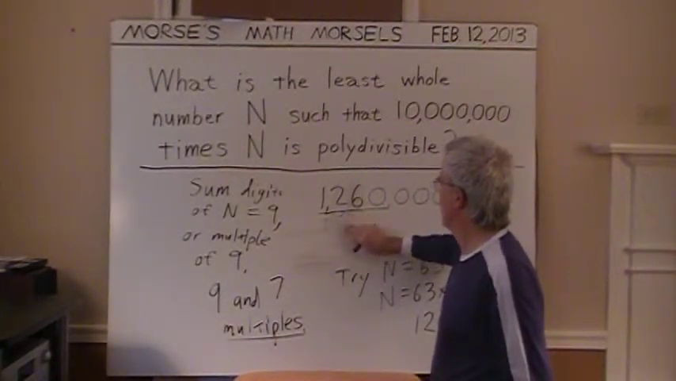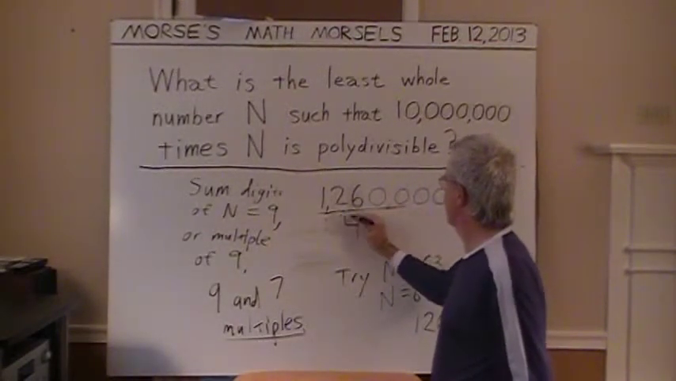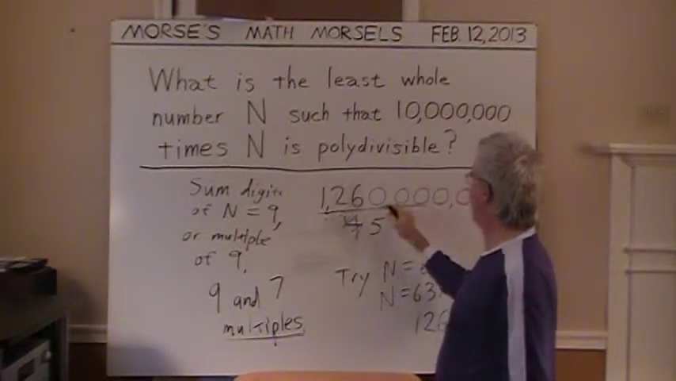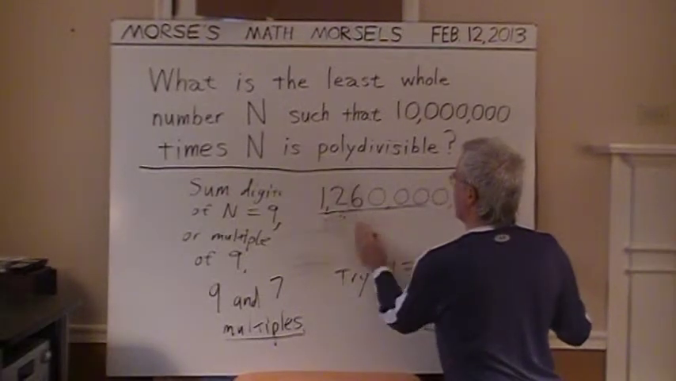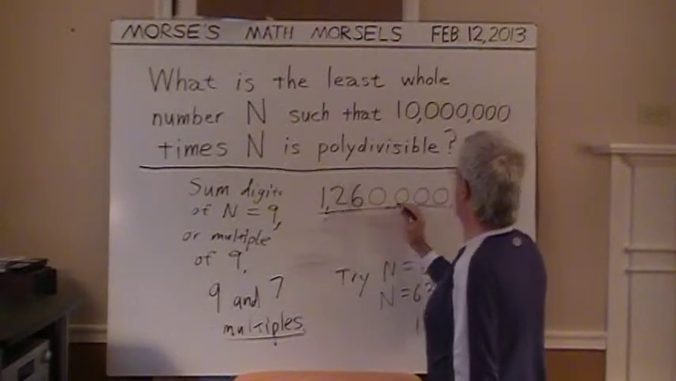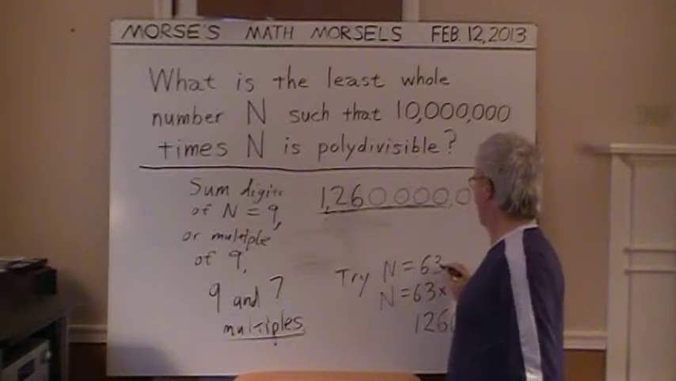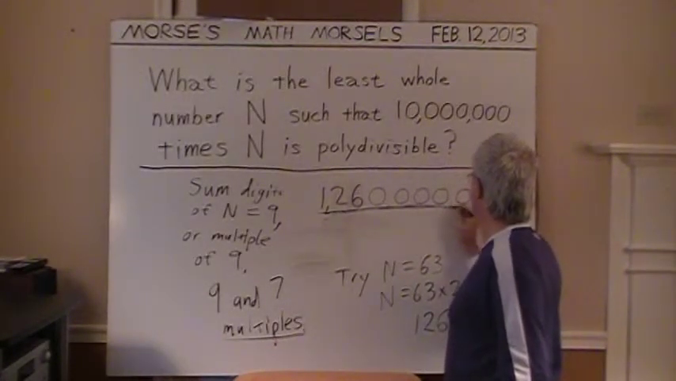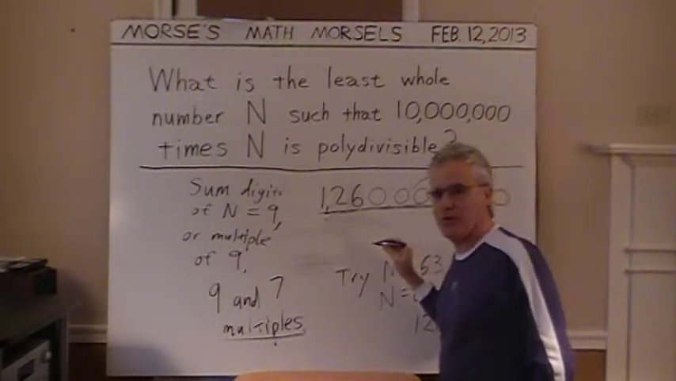1,260 divisible by 4, and this by 5, 12,600. 126,000, first 6 digits divisible by 6. Is it? Yes. 1,260,000 divisible by 7. Yes, we chose multiples of 63, so everybody knows it's a multiple of 7. How about divisible by 8? Are those last 3 digits zeros? Yes. This is a multiple of 8.